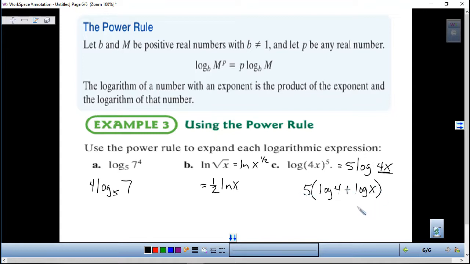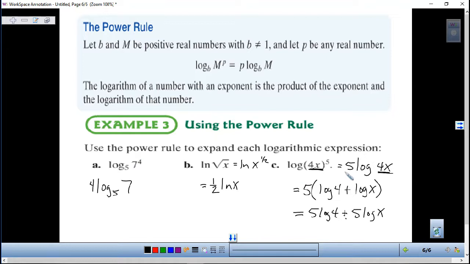And you can distribute that 5 through if you want to. 5 log of 4 plus 5 log of x. But they just said power rule, so that's where we're going to stop. We just moved the power out front. But remember, if it says expand it completely, you want to expand that. Do not leave that like it is if it says expand completely. And you could get 5 log of 4 plus 5 common log of x. So this would be expanded completely right here.